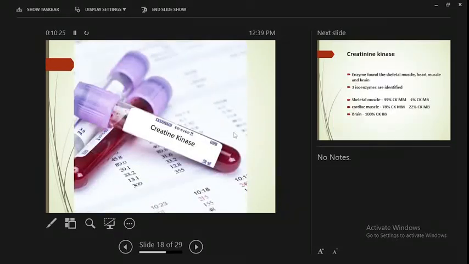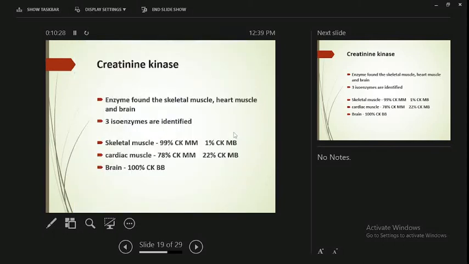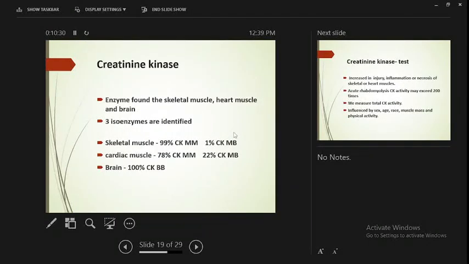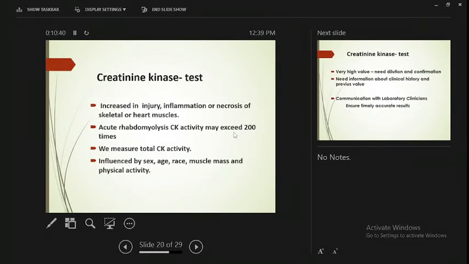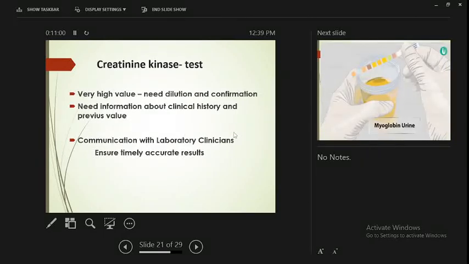Then the other test that was done in this patient was CK, creatine kinase. It's an enzyme found in skeletal muscles, heart muscles and brain. It also has isoenzymes, but we can't differentiate them; we measure the total CK activity. It will increase in injury, inflammation, or necrosis of the skeletal or heart muscles. Rhabdomyolysis is the commonest condition that causes very high elevation of CK activity. It can change with muscle mass, physical activity, age and sex.